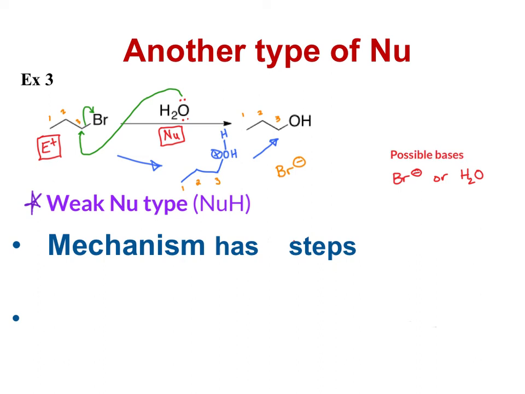When I'm trying to decide which would be the better base, I'm going to look at the pKa's of those and try to figure that out. If I look at water, the pKa of H3O plus is going to be negative 1.5. And then if I look at bromine, that's, I think, negative 9 or something like that. So that's going to be a lot less likely to form. So I'm actually going to use water.